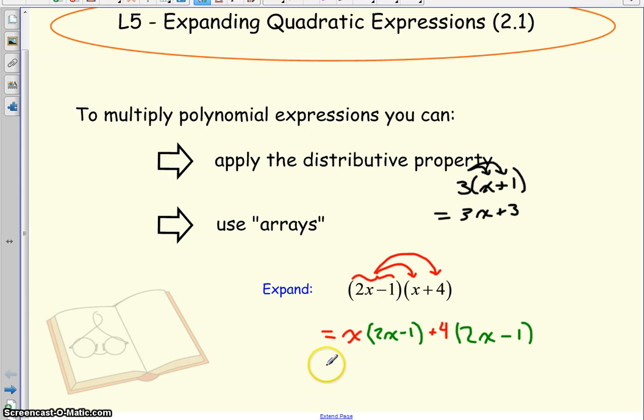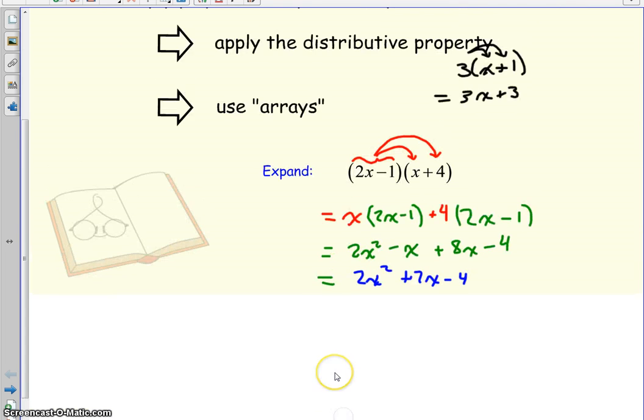So then you could simplify this further by doing x times 2x to get 2x squared, x times minus 1 giving me minus x, 4 times 2x giving me 8x, and 4 times minus 1 giving me minus 4. And then by collecting your like terms here, you'll notice that you have minus x and plus 8x here, so you're going to get 2x squared plus 7x minus 4. Okay, and that's a perfectly valid method to use.